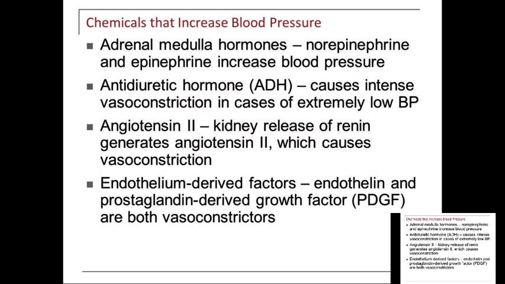And when you have vasoconstriction of blood vessels, the pressure goes up. Angiotensin 2 comes from angiotensin 1. You need the angiotensin converting enzyme to go from angiotensin 1 to angiotensin 2. Remember, the kidneys release renin, and renin is going to convert angiotensinogen, which is produced by the liver, into angiotensin 1. Then angiotensin 1 is converted to angiotensin 2 because the lungs make angiotensin converting enzyme.